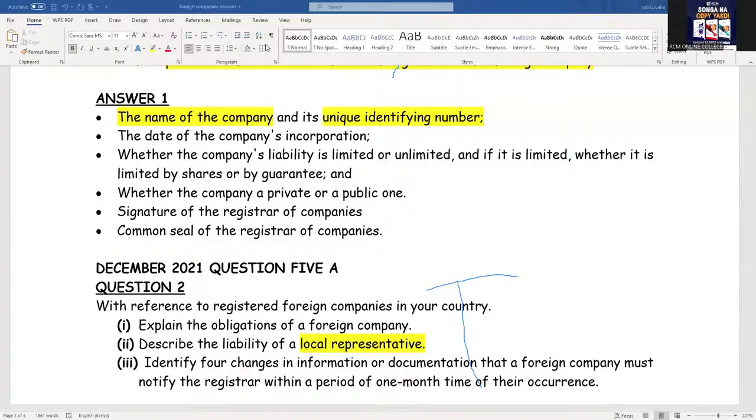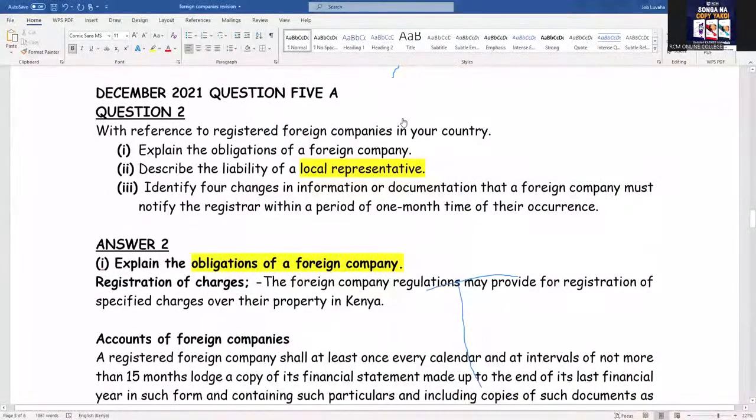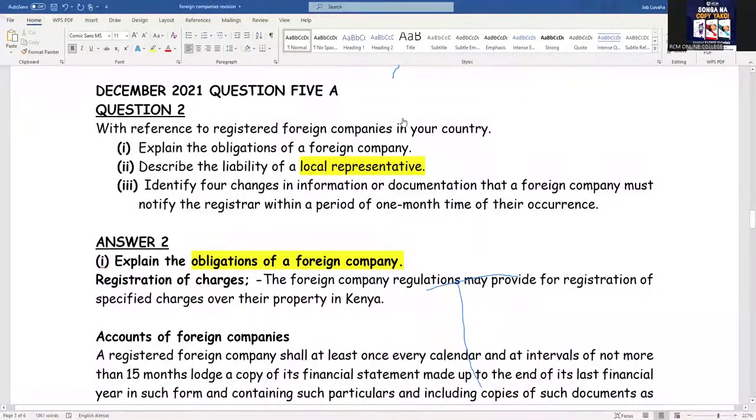They'll be under obligation to appoint a local representative. So that office should have someone representing their interests in the country. Those are part of the obligations you've mentioned there. They'll be required to register charges.